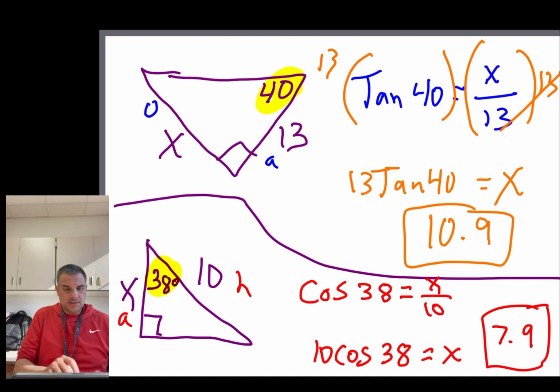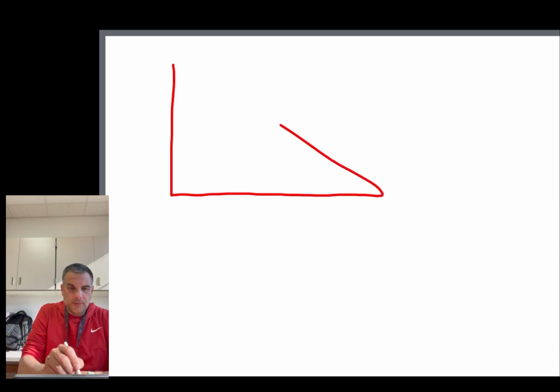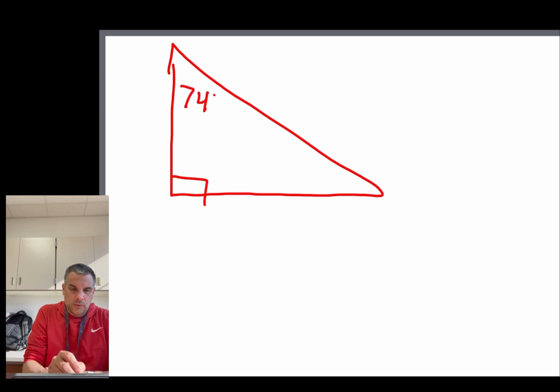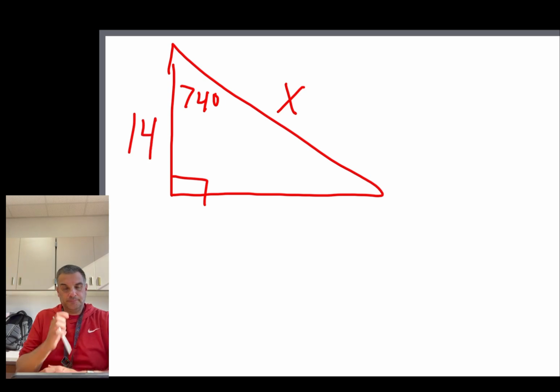Okay. Let's go to the next one. This will be the last one that I have you do. Make this one nice and big. Say that this is 74 degrees. This time we want to find the hypotenuse, and we're given that that is 14.